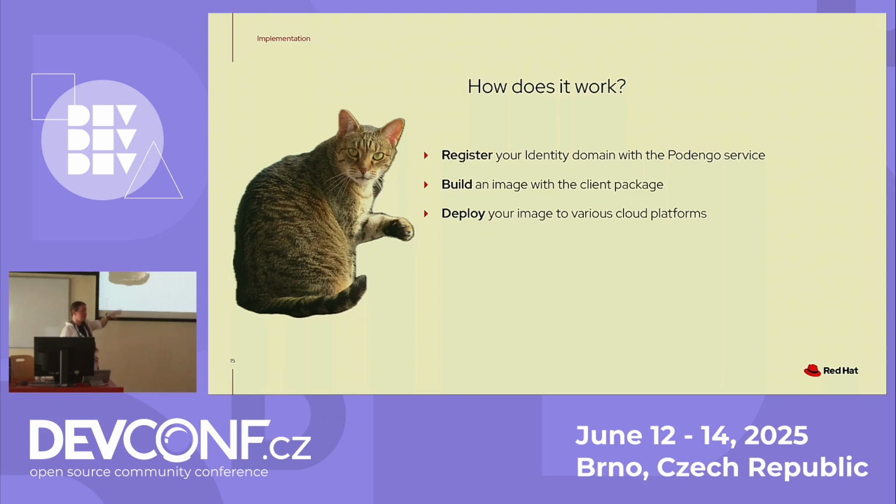So simply, as I mentioned before, the third workflow is building an image. But first, you need to register. Then you build an image with the client package, and then you deploy this image on various cloud platforms, with a star, because in fact you can use bare metal as a platform, for example. It will work when your client is registered with the subscription manager.